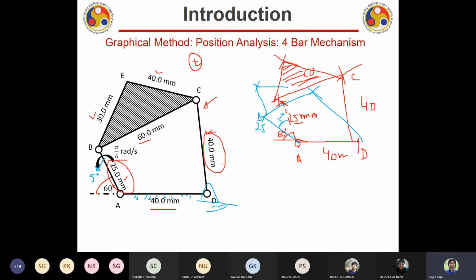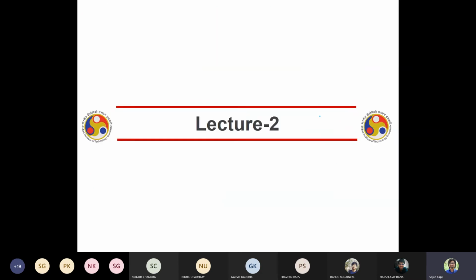And what have you drawn? You have drawn the linkage at another position. So it is very easy. You can see how easy it is. So it is easy for a 4-bar mechanism.